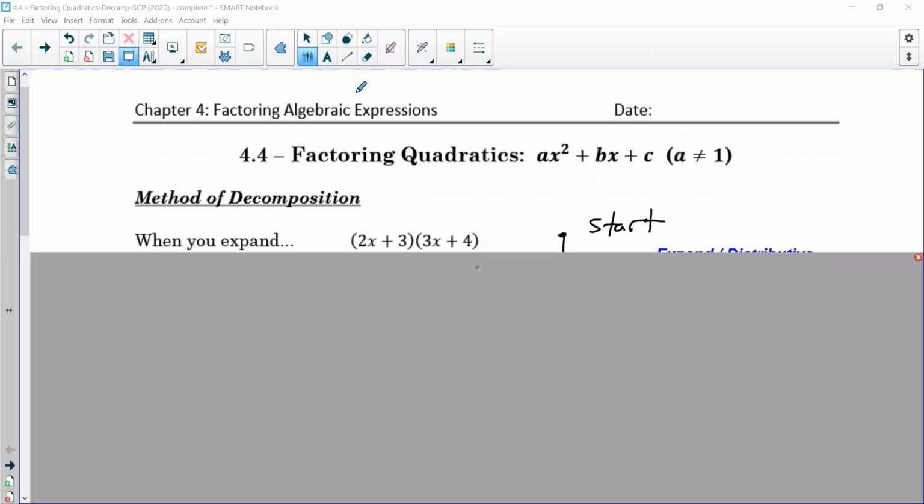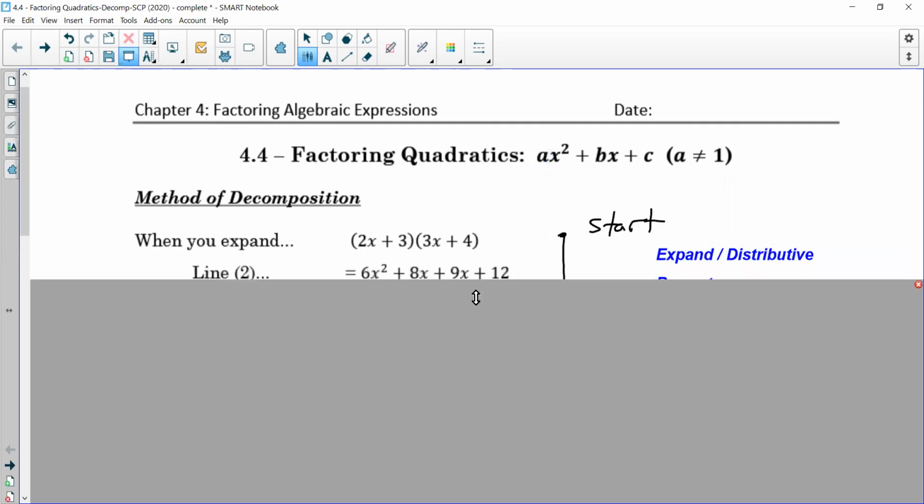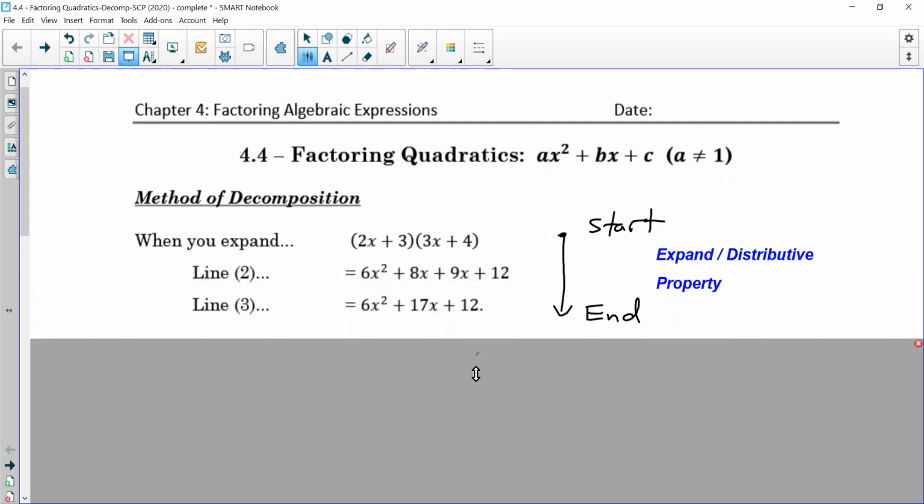So the main concept here is that we're taking a look at factoring quadratics when the a value, that lead coefficient, is not equal to 1. It's a little bit more important. So we'll see how we get to that standard form by taking a look at an example of expanding. And this will also help us hopefully understand the concept of decomposition and see how it works.